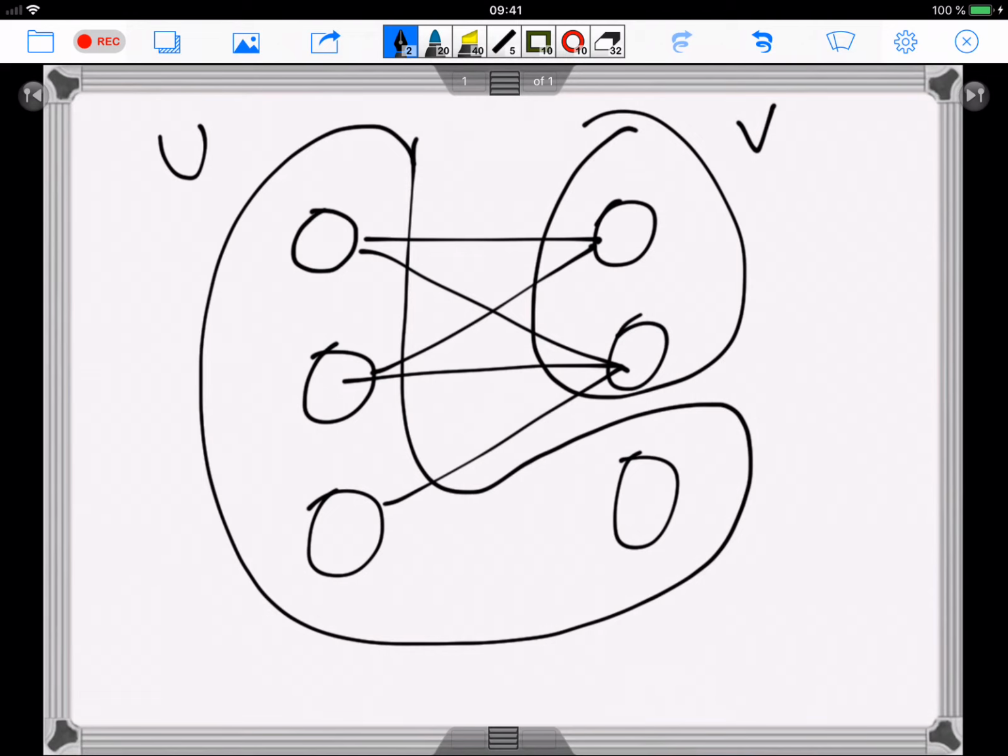Okay, so for a graph to be bipartite, we don't need to have a unique way of dividing the vertices into sets U and V, but we must have at least one way of dividing the vertices into the two parts U and V. In that case we say that the graph is bipartite.